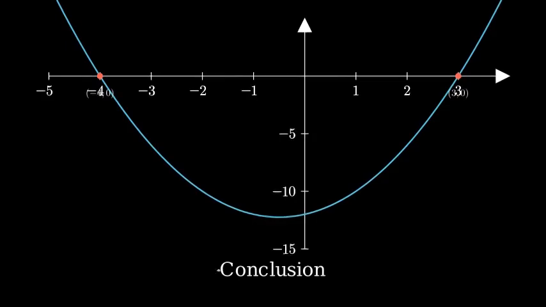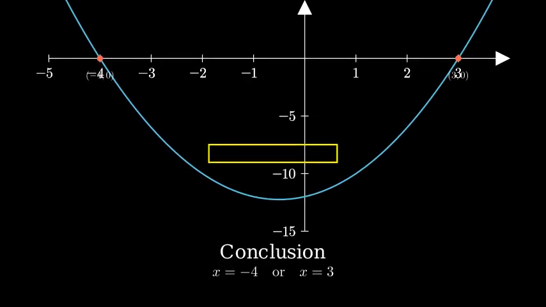In conclusion, we solved x² + x − 12 = 0 using both factoring and the quadratic formula. Both methods gave us the same solutions, x = −4 and x = 3. The graph confirms these are the x-intercepts of our parabola.